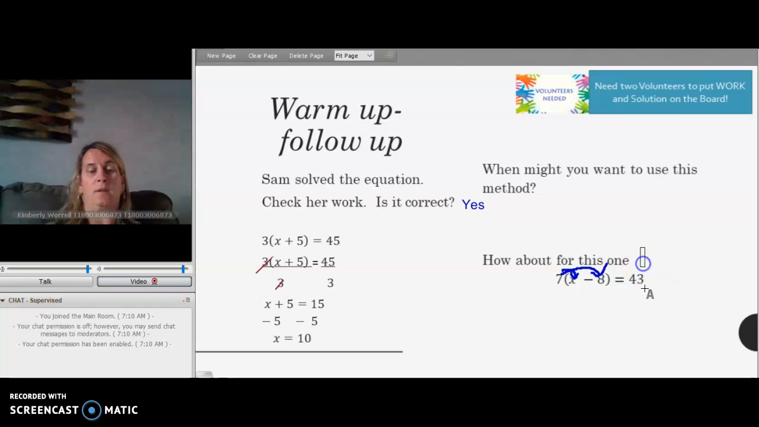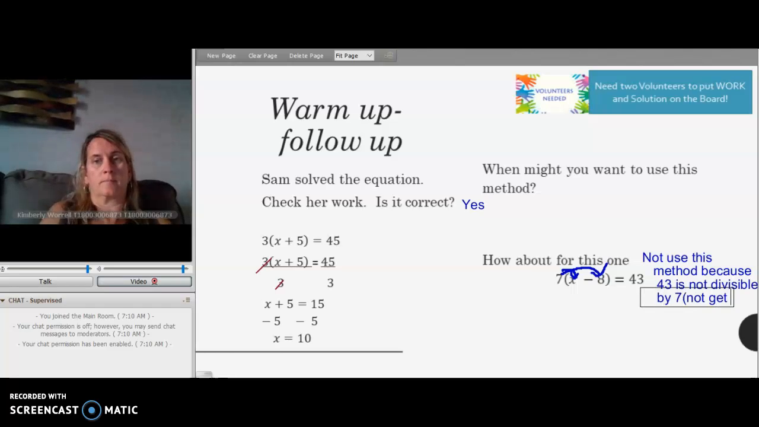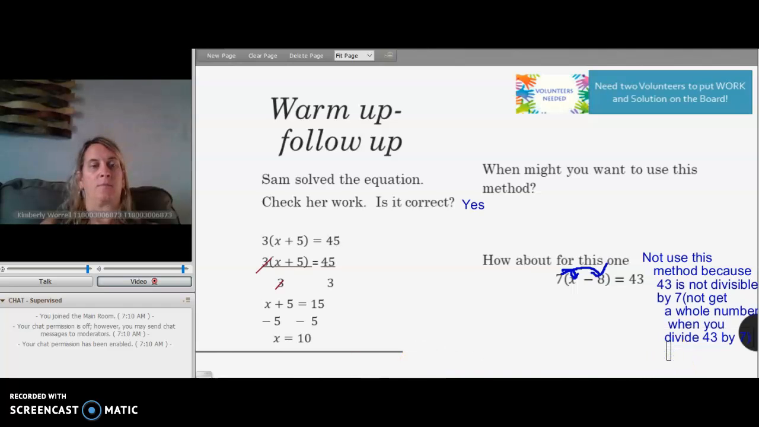Okay, so for this one, not use this method. Not divisible. Okay, so that's when we say divisible. It's not that you can't divide it. We mean it's not a factor. You don't get a whole number.